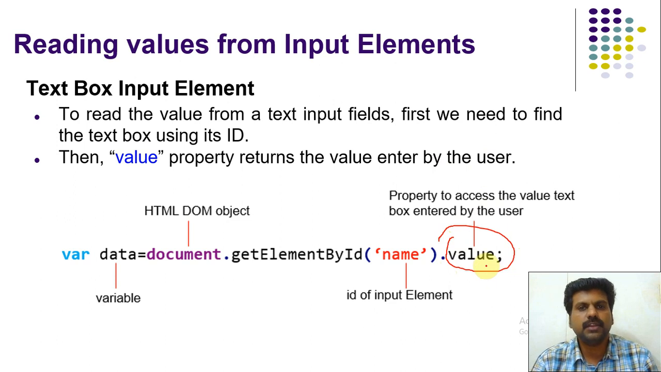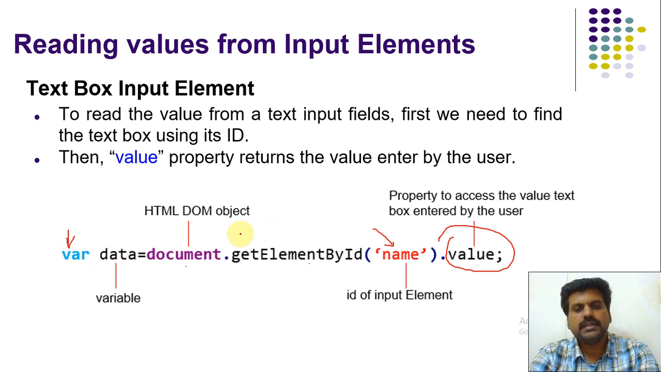Already we discussed the value property to display data inside a text box. Using the same property, we can read the value from the text box. How to use that? document.getElementById, give the id of the input text box, and .value. When you use the .value property, you'll get the value. The value you can store using a variable declaration with the var keyword.